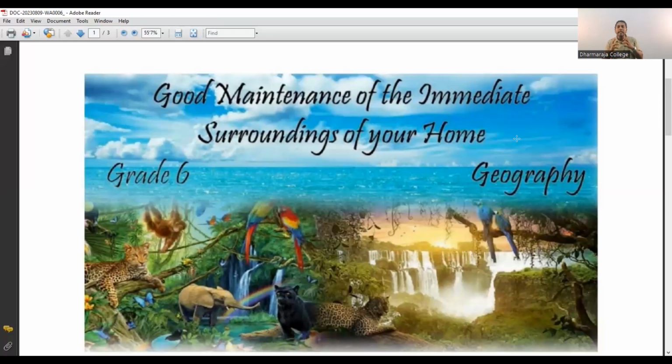What are the immediate surroundings? That means the very close environment. Immediate means very, very close. Surroundings means environment. The very close environment of your house, of your home, of your school. So we are going to study how to protect and look after the very close environment of your house, my dear children. I know that you can understand what you are going to learn now.